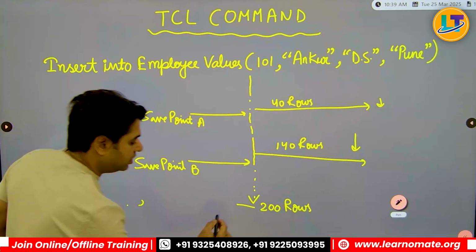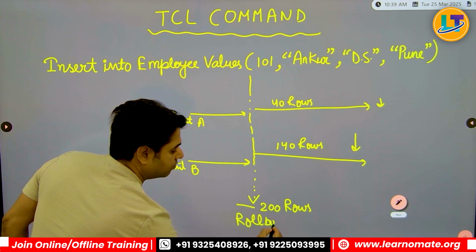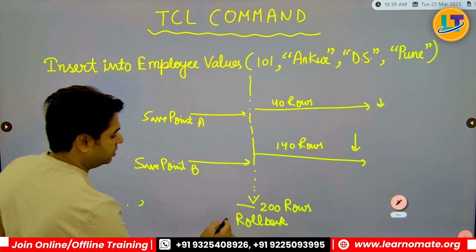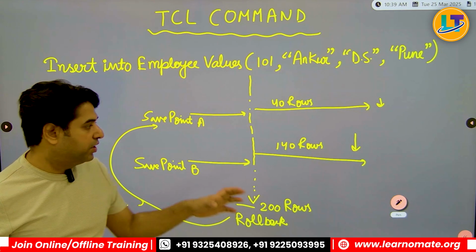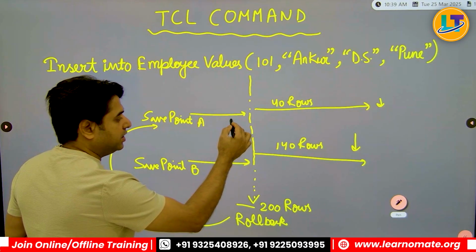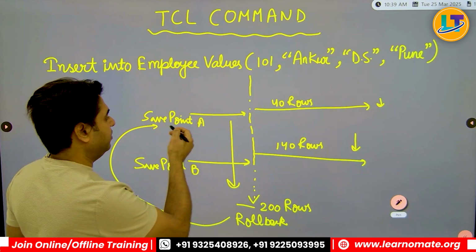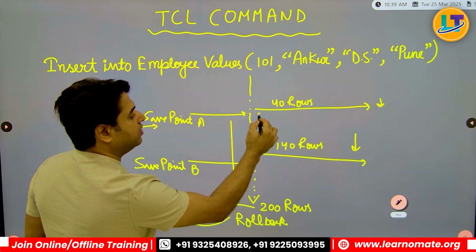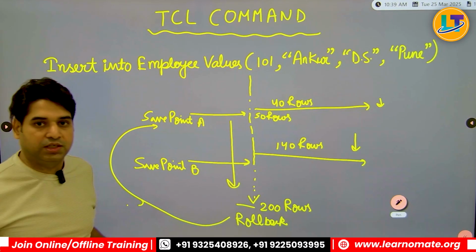So what we can do in that case is roll back to save point A. When you reach save point A, everything after it will be deleted, after 40 rows or wherever we have the save point. Suppose we have the save point at 50 rows, then after 50 rows everything will be deleted.